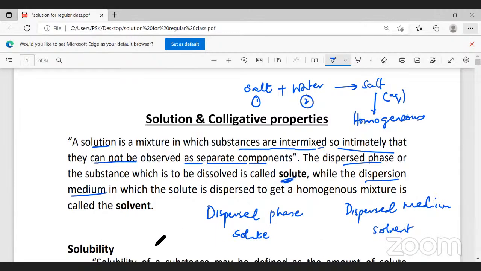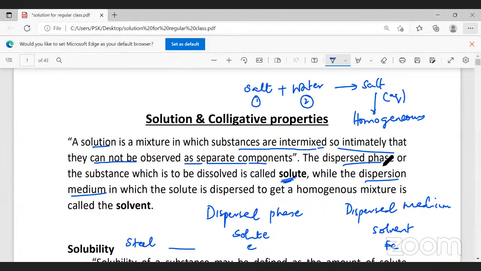Now, for an example, if you take steel, in the steel, the major proportion is what? Iron. And very little amount of carbon will be present. Both are solid. So I've taken this as an example. So carbon will be called as dispersed phase and iron will be called as dispersed medium. Even steel is a solid. We will have to learn different types of solutions in later stages.